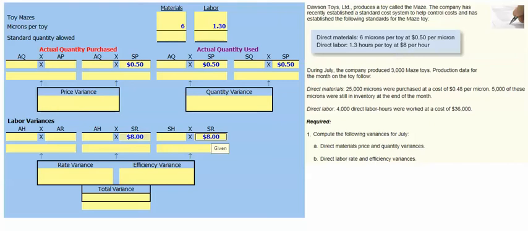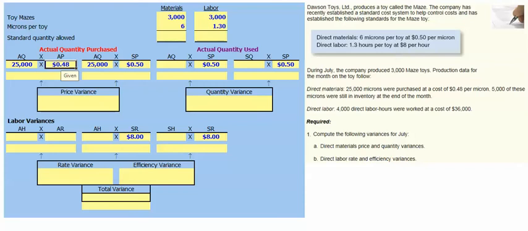During the month of July, the company produced 3,000 Maze toys, and production data for the month are as follows. Our direct materials were 25,000 microns purchased at a cost of 48 cents per micron. Of these microns, 5,000 were still in ending inventory at the end of the month. Notice, since the amount purchased is not equal to the amount used, we're going to break our materials variance down into two parts, one based on the quantity purchased and one based on quantities used.